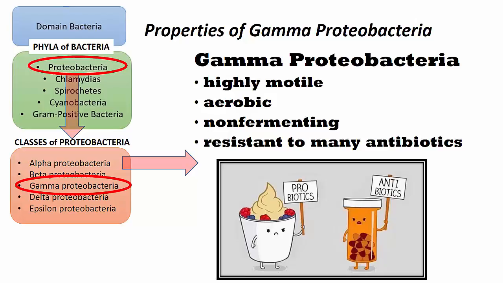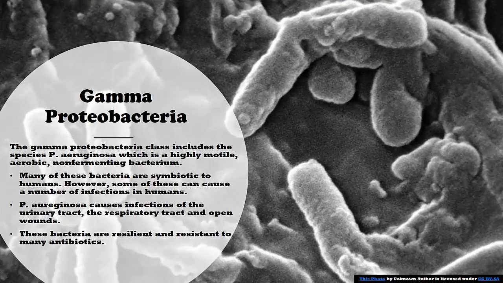Gamma proteobacteria are highly motile, aerobic, non-fermenting, and they are also known to be resistant to many antibiotics. The Gamma proteobacteria class includes the species P. aeruginosa, which is a highly motile, aerobic, non-fermenting bacterium. Many of these bacteria are symbiotic to humans. However, some of these can cause a number of infections in humans. P. aeruginosa causes infections of the urinary tract and the respiratory tract, as well as open wounds. These bacteria are resilient and resistant to many antibiotics.